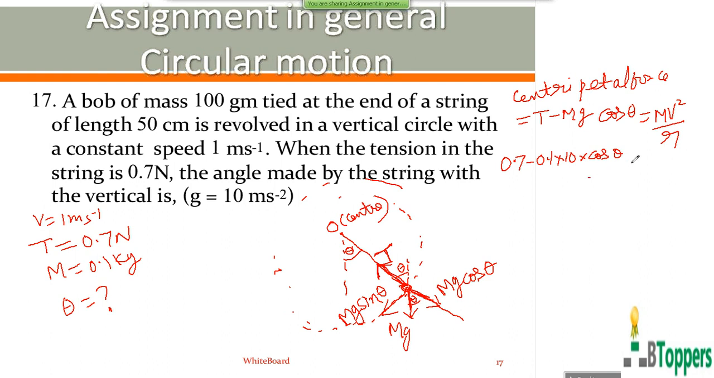The mass m is equal to, on the right side also you can write 0.1 kg. V equal to 1 meter per second. The radius of circular path is same as the length of the string, which is equal to 50 centimeters or 0.5 meter.